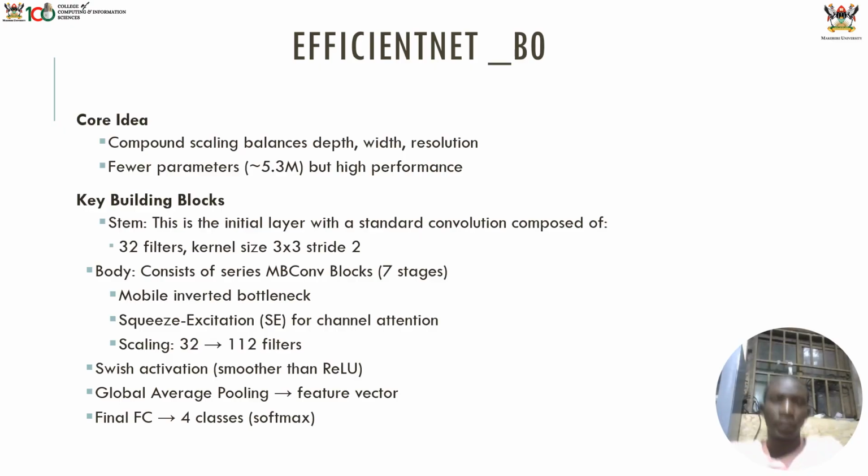Inside the body, each MB-conv block uses the mobile inverted bottleneck structure. Instead of directly compressing features, it expands the channels, applies the depthwise convolution, and then compresses back to fewer channels. This reduces computation while keeping the important information.